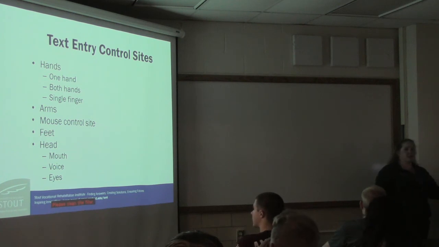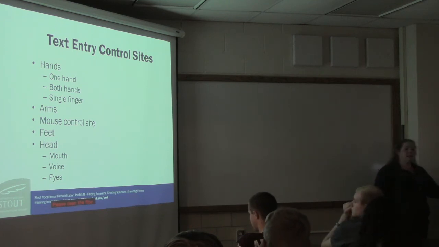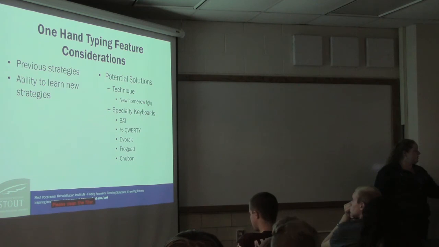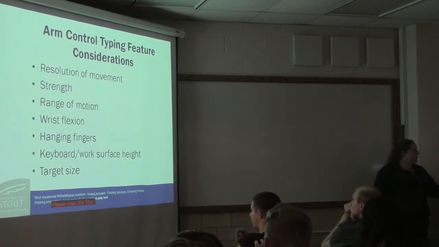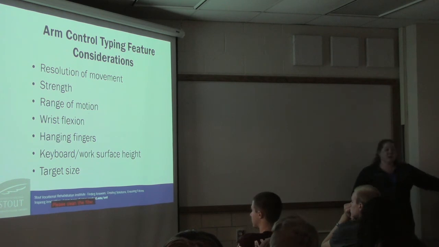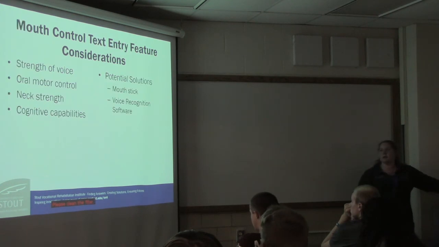Okay, so for text entry, similarly, you can control with your hands, your arms, your mouth, your mouse control. You can use your mouse as your keyboard by clicking on the keyboard on the screen. Feet, head, lots of options. And then we have tools for one-hand typing. But when we're looking at it, we're looking at your strength, how much you can move your hand, that kind of stuff factors into our decision. So it's a lot of that physical abilities that still comes into all of our decision making and understanding the problem.